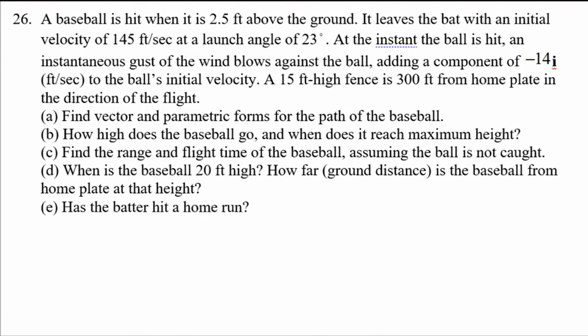Okay, so we have a baseball that hit 2.5 feet above the ground, and it leaves the launcher. So, this question itself, I didn't come up with this question, but there's like an instant burst of wind that just knocks the ball down, right? So it slows the ball down by that much, and then it disappears, right? Okay, 15. Find the vector and parametric form of the path of the ball.